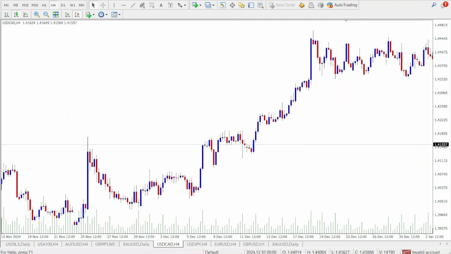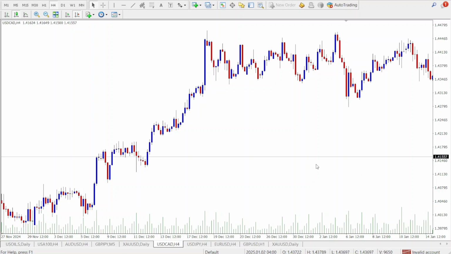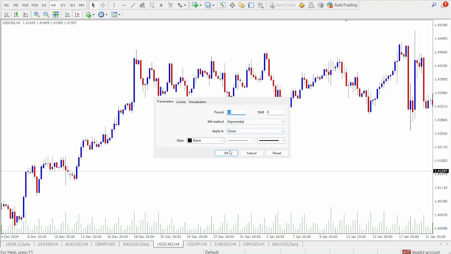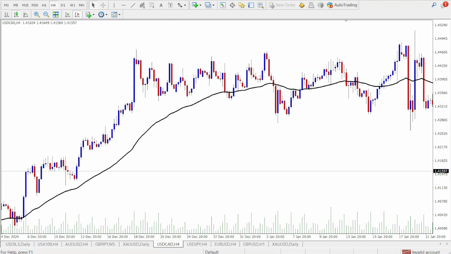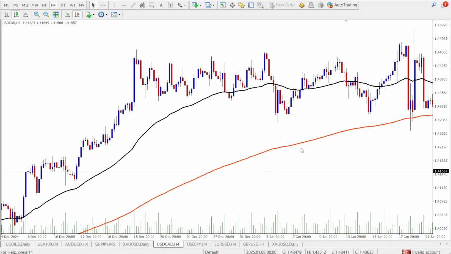But how do you know when momentum is strong? That's where indicators come in. So now let's quickly talk about the top indicators that can help you spot momentum shifts and confirm entry signals. The first indicator we're going to be looking at is the moving averages. I'm going to be adding the 50 period moving average and the 200 period moving average. These are two popular combinations that are used by traders for a variety of trading strategies.